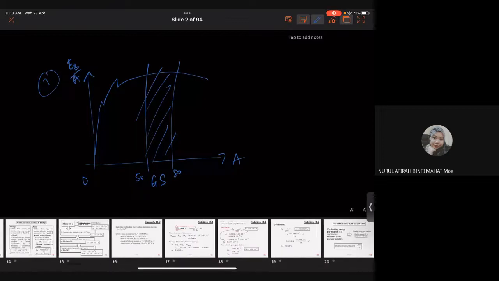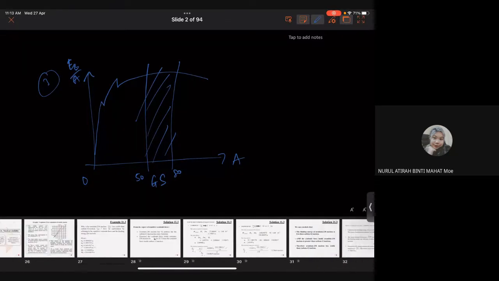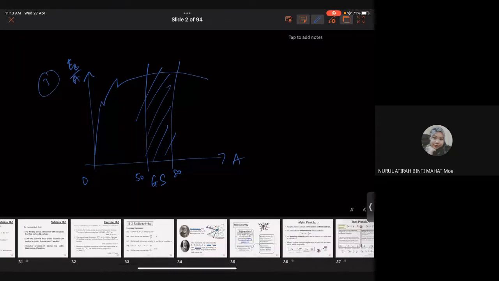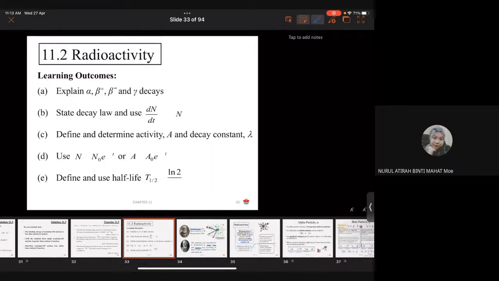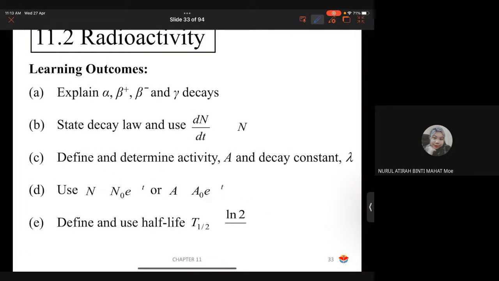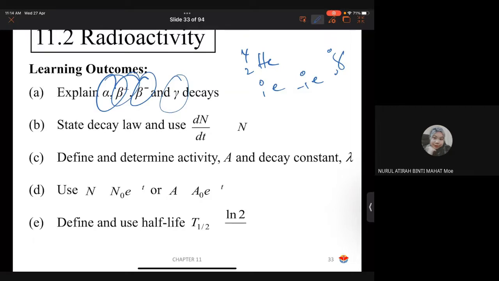Kita masuk ulang balik lah apa itu radioactivity. Okay, radioactivity you kena tahu pasal alpha, beta minus, gamma. Alpha adalah 4 2 He, beta plus adalah 0 1 e. Kalau beta minus 0, negative 1 e. Gamma tak ada, dia tak ada charge. Okay, and then you kena state decay law. Decay law use state tak adalah, dia dekat UPS.